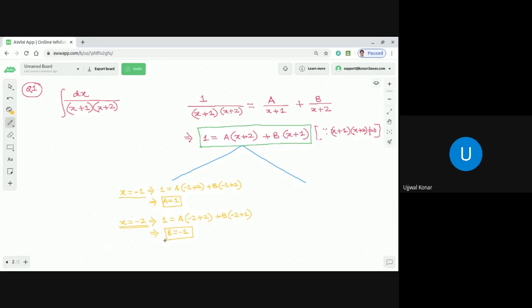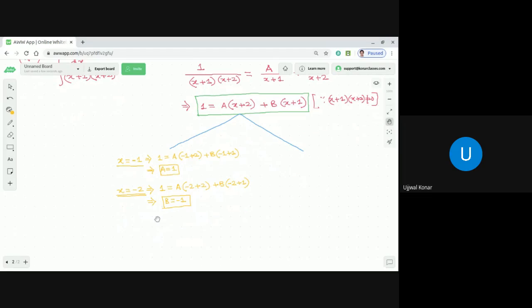Now, is it only two values of x, that is -1 and -2? Not really. You can apply any value of x to get it done. You can take the value of x equal to +1, and you will get one equation. So let's do this so that it will be helpful for you to understand. This one you have already achieved.